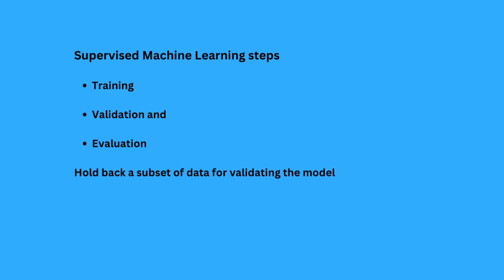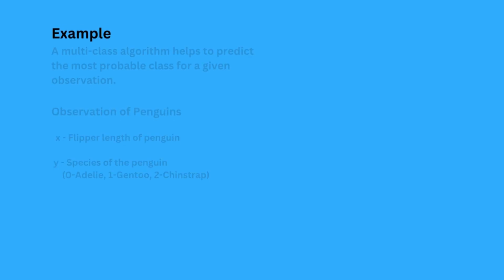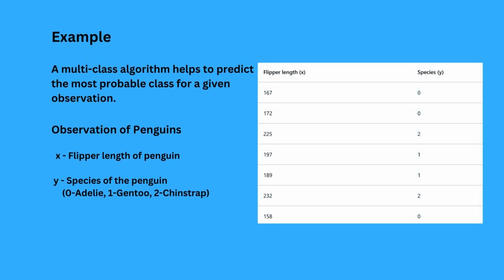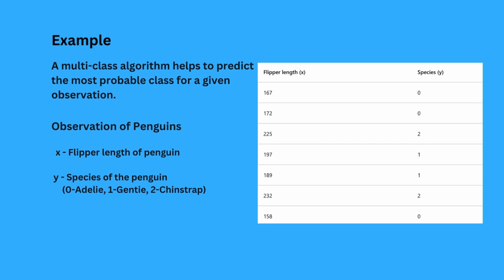Now let us see an example. Here we are going to see the observation data of a penguin. In the x-axis, we have the flipper length of the penguin, and in the y-axis, we have the different penguin species. 0 refers to Adelie, 1 refers to Gentoo, and 2 refers to Chinstrap. These are all the different species of penguin. Now, here we can see the table with the different values of flipper lengths and its corresponding species value.